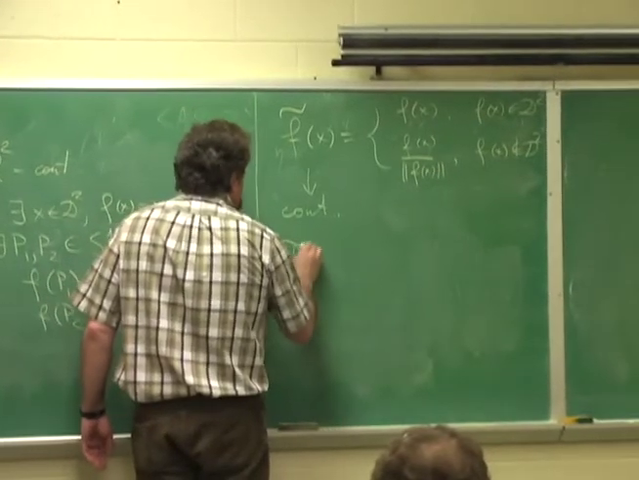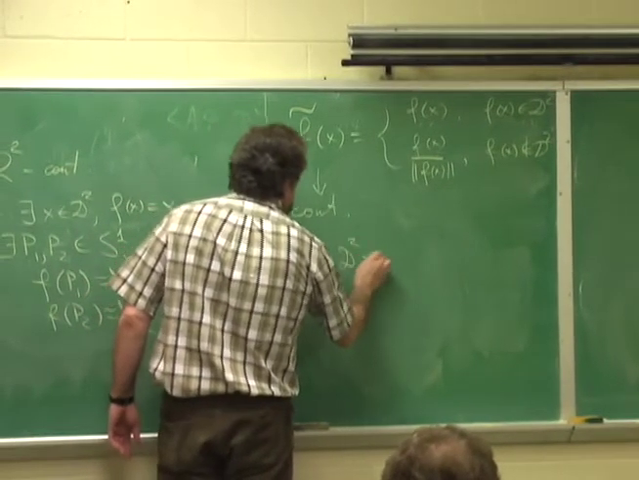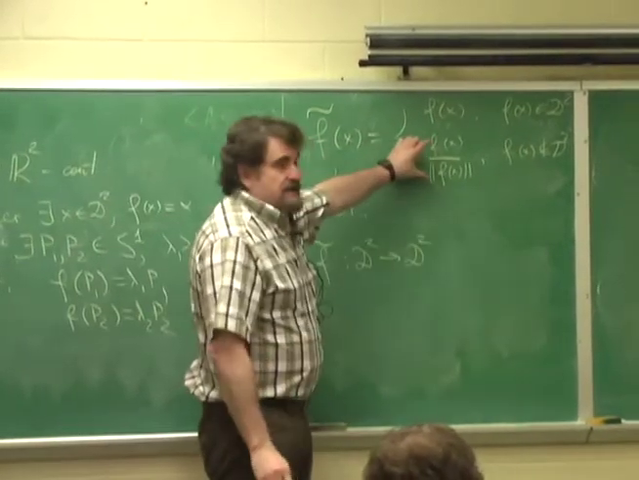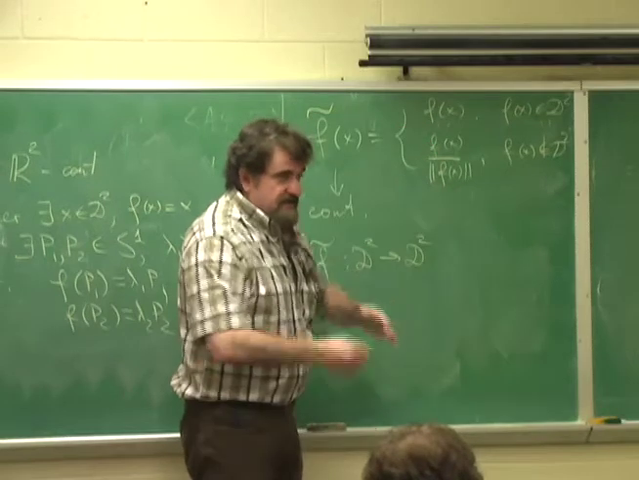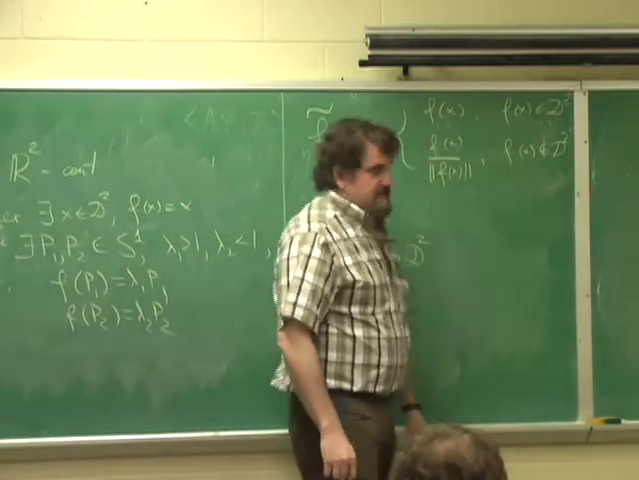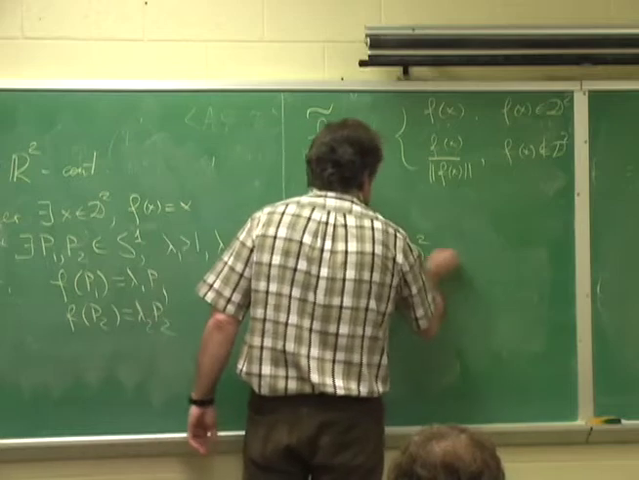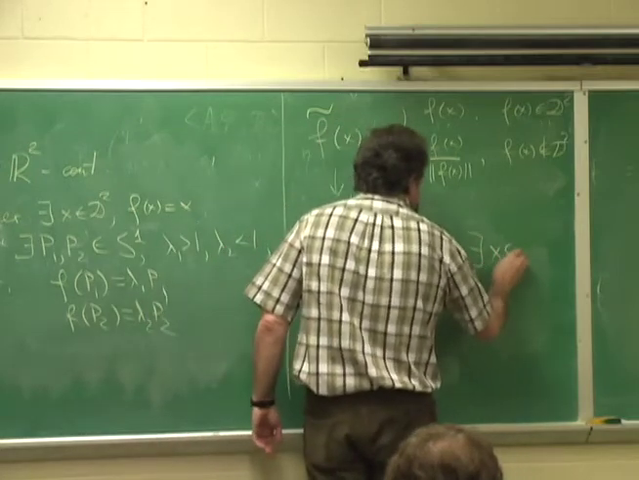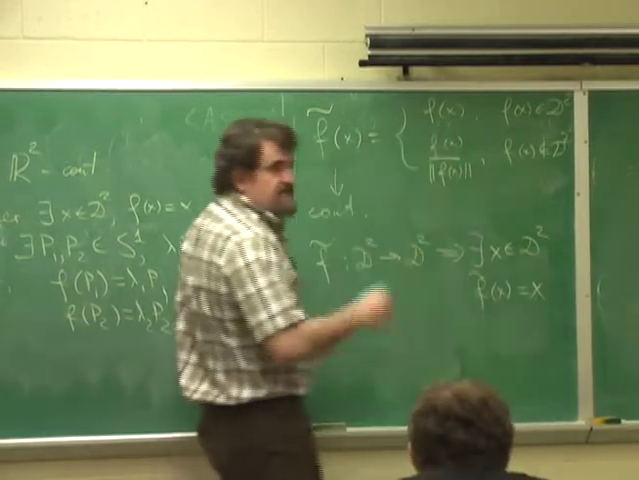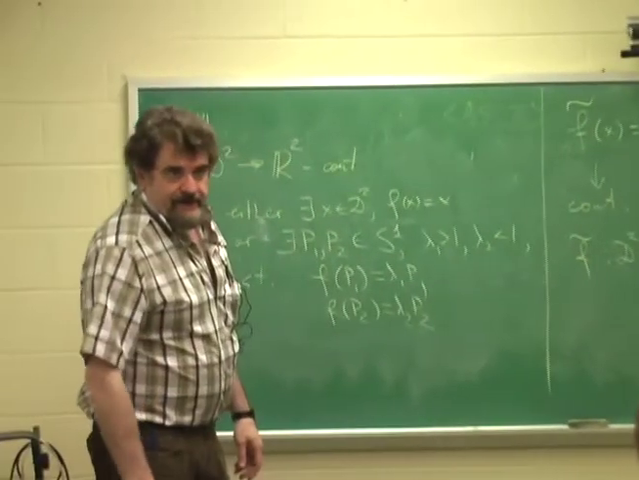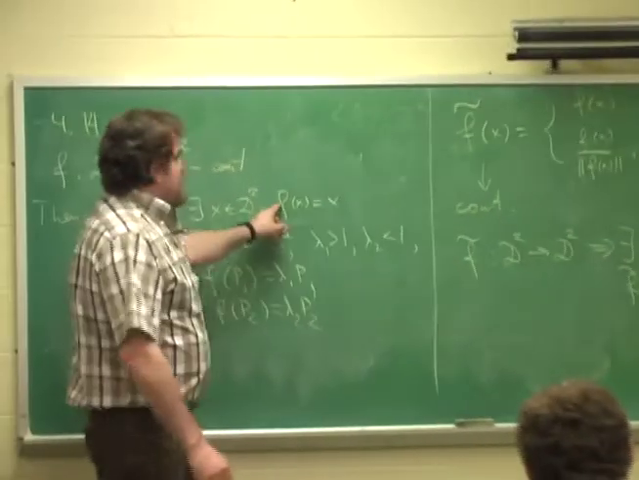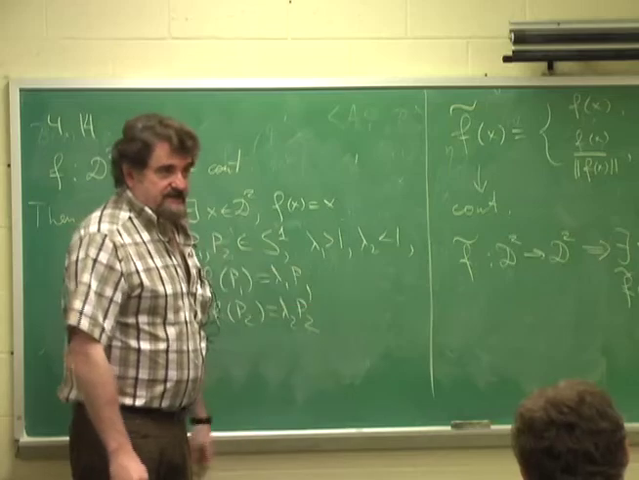Then, as you easily understand, f tilde is a mapping from D2 to D2, because this condition throws everything which happened to get out of D2 back into D2. And therefore there exists x in D2 such that f tilde of x equals x, by the fixed point theorem. But it is not f of x equals x, but rather f tilde of x equals x.